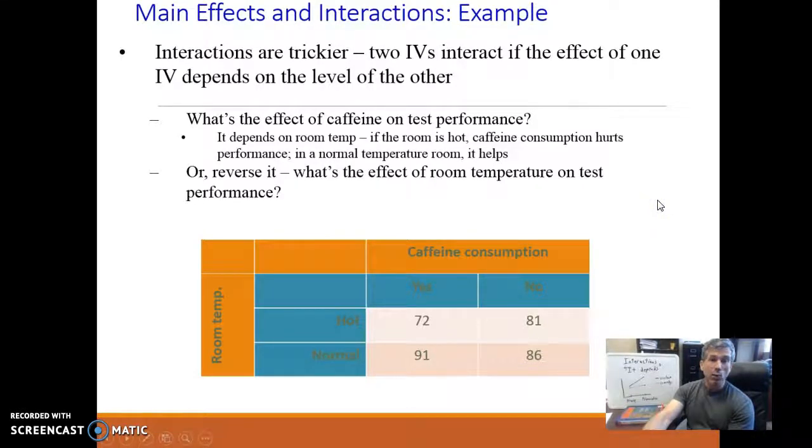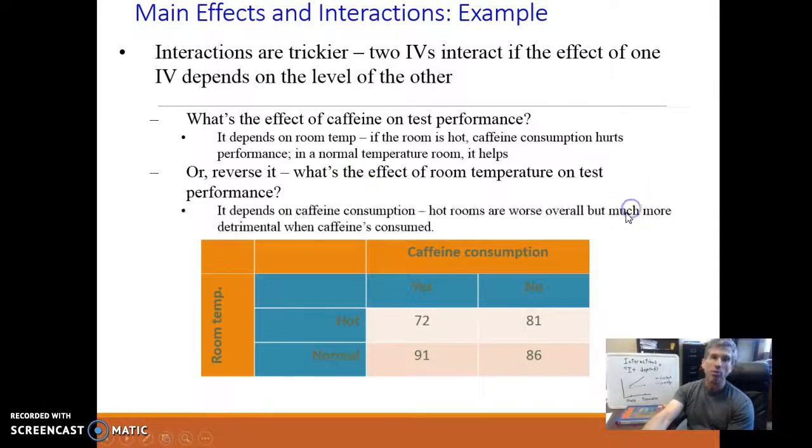Or you can flip it and say, what's the effect of room temperature on test performance? Even though there's probably a main effect for room temperature, we can still say it depends on caffeine consumption. Hot rooms are worse across the board, but they are far, far more detrimental for caffeine drinkers. A 19-point drop there when going from the normal to the hot room, only a 5-point drop when looking at the folks that did not drink caffeine.